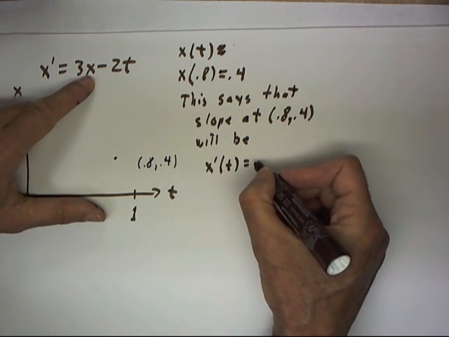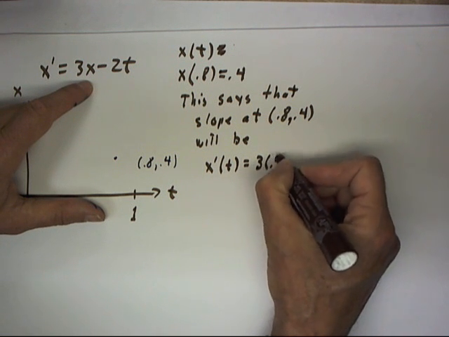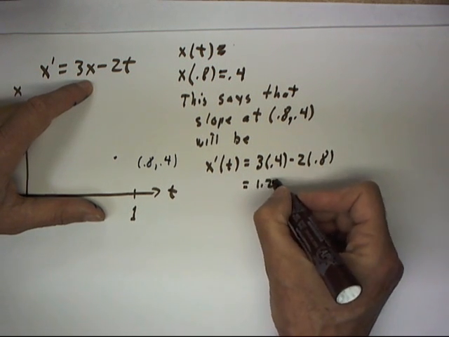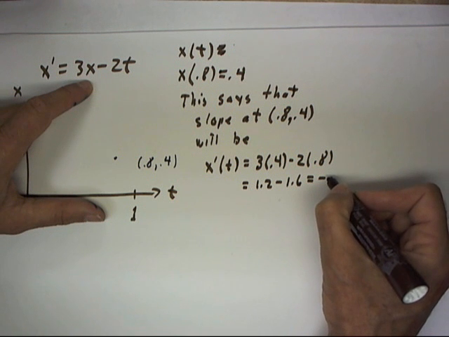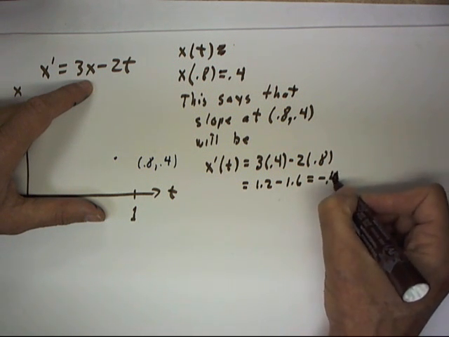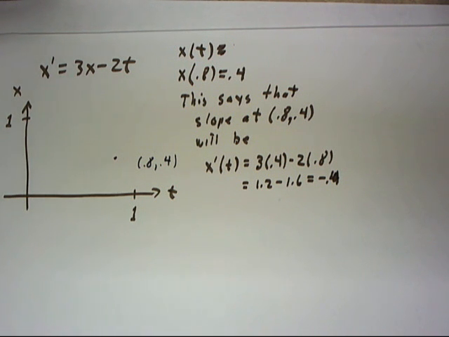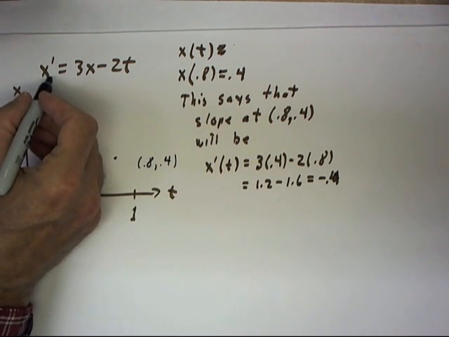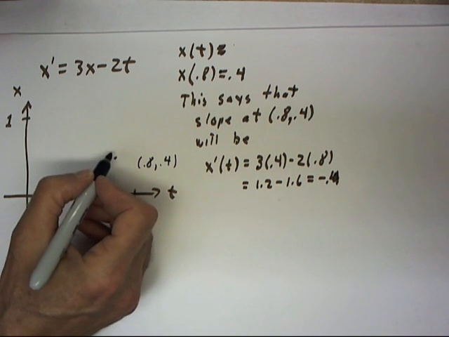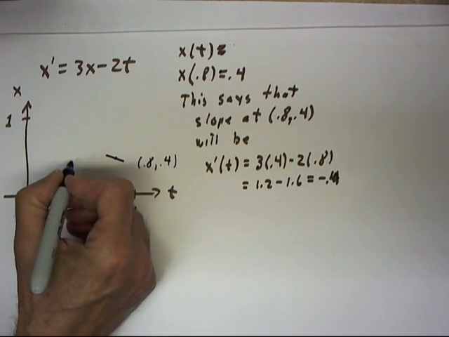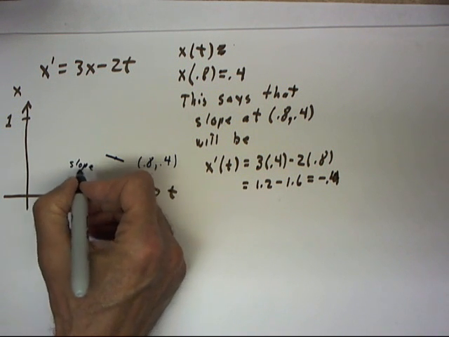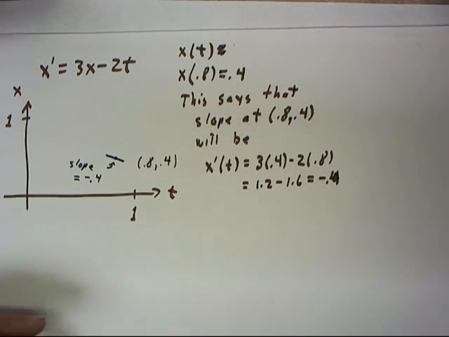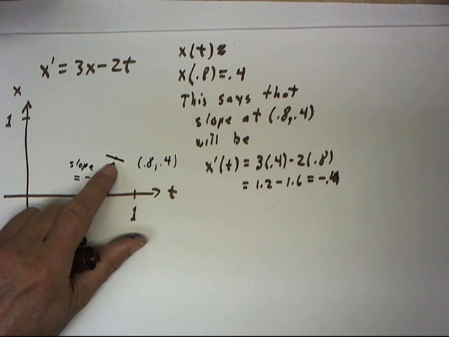equals, x is equal to 0.4, so that's 3 times 0.4 minus 2 times t, which is 2 times 0.8. That's 1.2 minus 1.6, or negative 0.4. So what this function tells us about the solution in the neighborhood of this point is that the slope is negative 0.4. Now we'll see where that leads us in a minute.